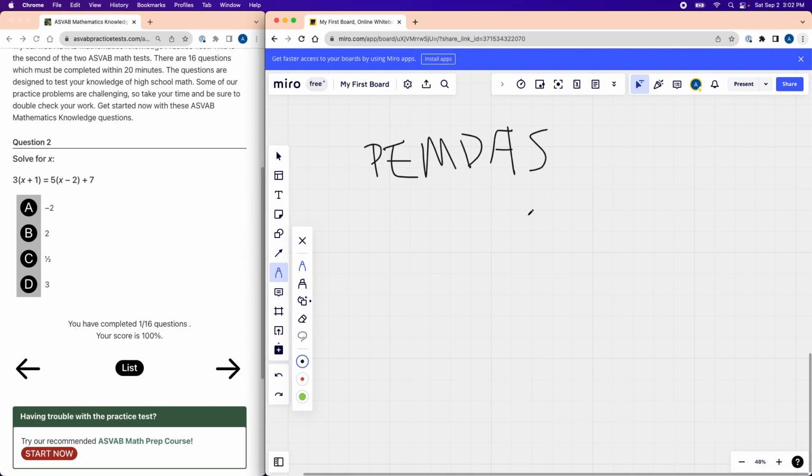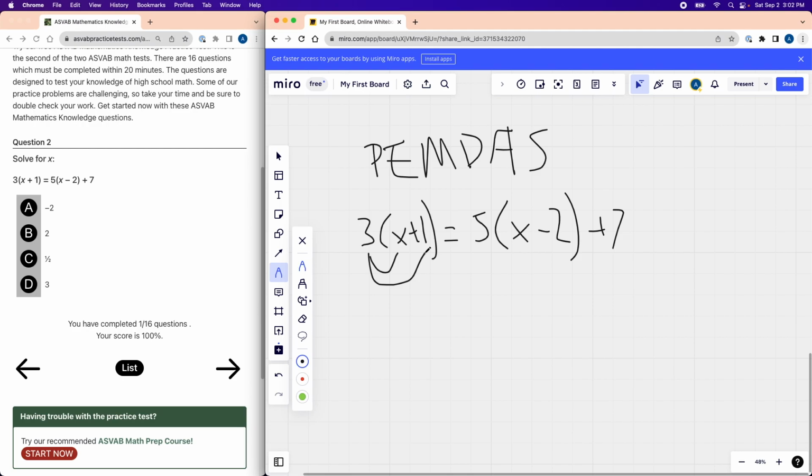So let's go ahead and rewrite this equation here. We have 3 times x plus 1, and that's going to equal 5 times x minus 2 plus 7. First thing I'm going to do is multiply this 3 times this parentheses here, and in order to do that, remember we need to distribute. So that's going to be 3 times x plus 3 times 1, which is just 3. And now let's go ahead and work on the right side. Same thing.